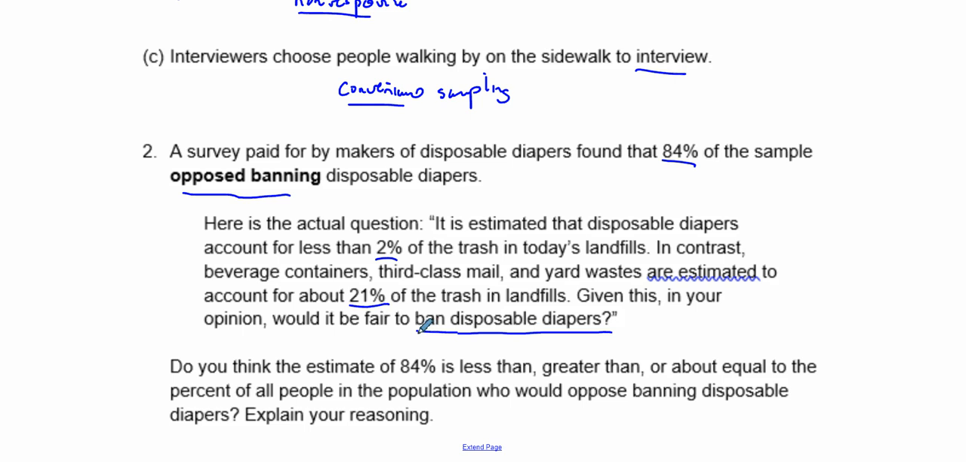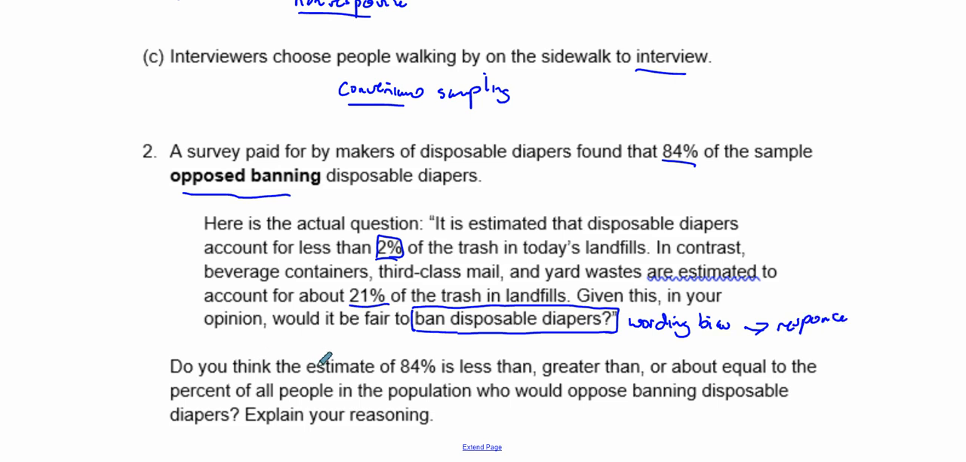Well, obviously, this is a response bias here, because definitely the wording in this is making it sound like the trash from diapers isn't that important, okay? So this is wording bias, which will lead to a response bias from those responding.